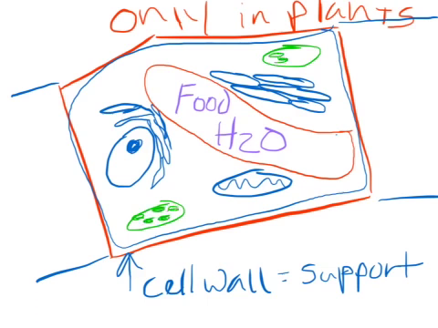So the chloroplasts, they are green. That's what gives plants their green color, these chloroplasts. And the chloroplasts are very important to plant cells because that is where photosynthesis takes place. So these green organelles help the plant make its own food.